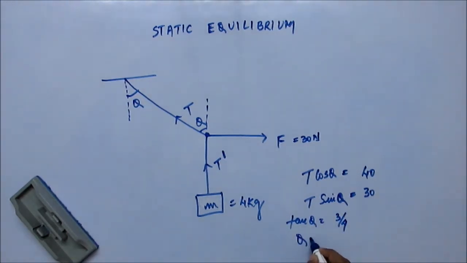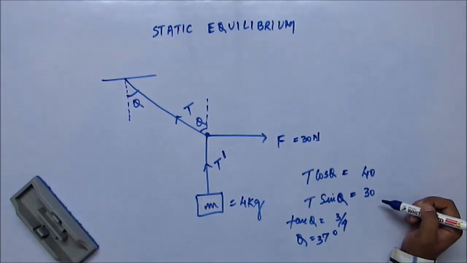From here you know that theta is equal to 37 degrees. It's a standard angle, you should know. Tan 37 degrees is 3 by 4. So from here we know theta is 37 degrees. So that's good. We have found out theta. Now by putting that theta in any one of the equations, you will find out what is T.